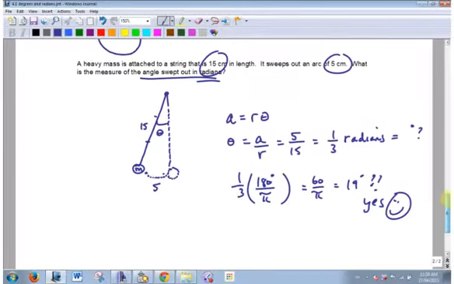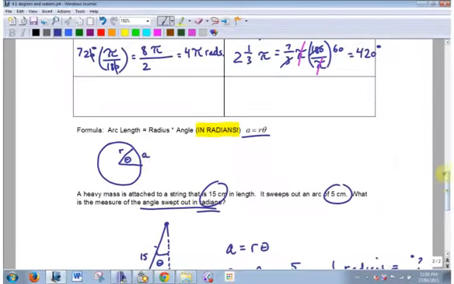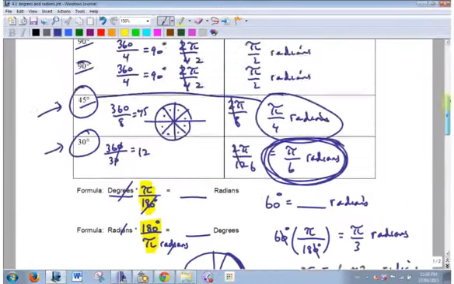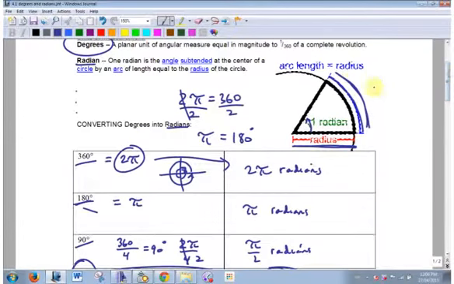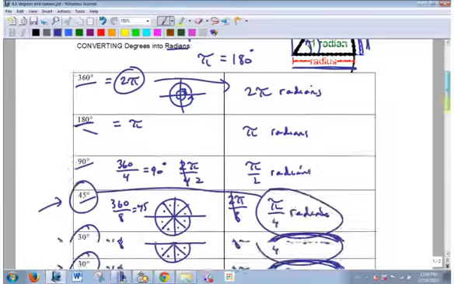So, most of us are visual. How many degrees is that? 1 radian. What does it look like? Bigger than, that's pretty good, 90. Bigger than 45-ish, less than 45-ish? How can we find out?